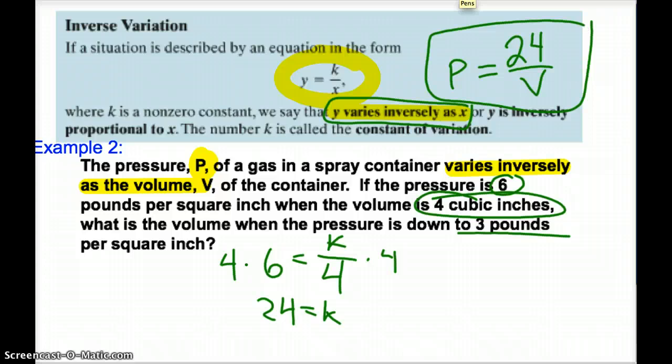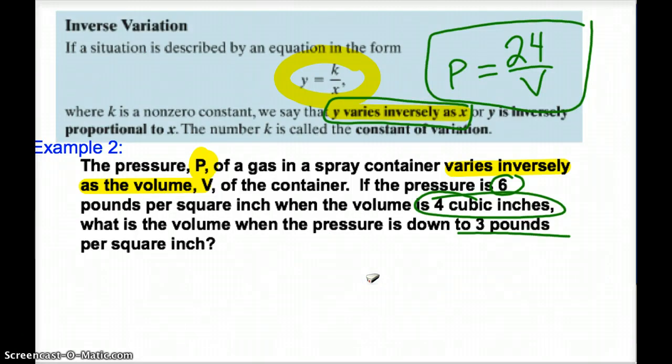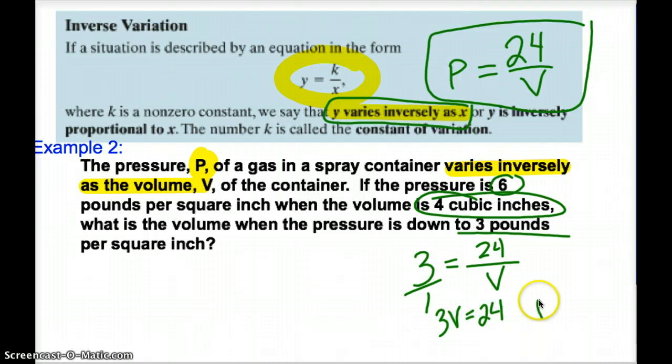So now the question is, what is the volume when the pressure is down to 3? So now I'm going to use the equation that I have. I'm going to plug in for the pressure, so 3 equals 24 over V. So what happens to the volume when the pressure is down? It looks like I'm going to have to solve the proportion, so 3V equals 24, and V will be 8. So the volume is 8 when the pressure is down to 3.